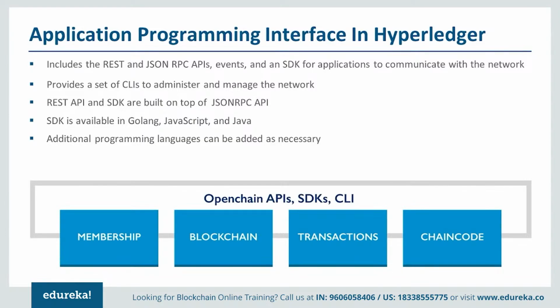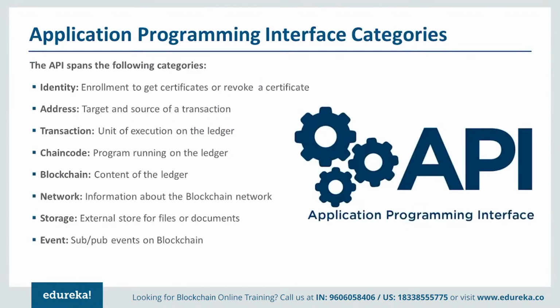So SDK is available in Go language, JavaScript, and Java. So it is not only in Go, Java, JavaScript. You can also have an SDK available in C++, Node.js, various other languages. Additional programming languages can be added as necessary. Again, this is something that we have already gone through: identity, addresses, transaction, chain code, blockchain, network, storage, event. And there are APIs available for interacting with all these entities in blockchain.